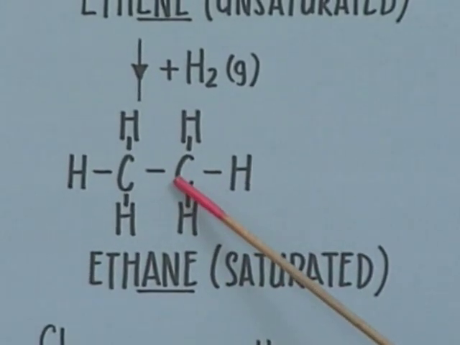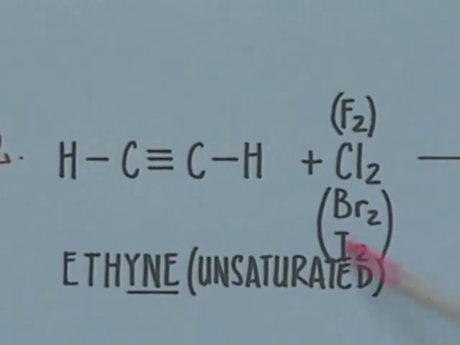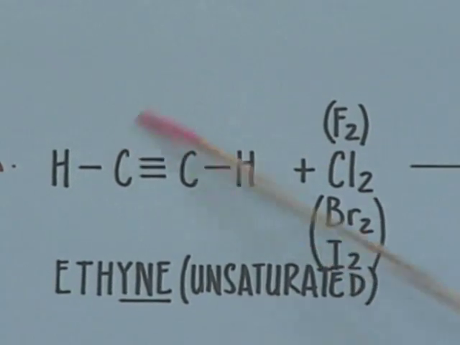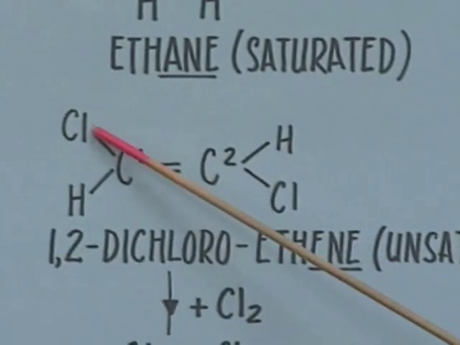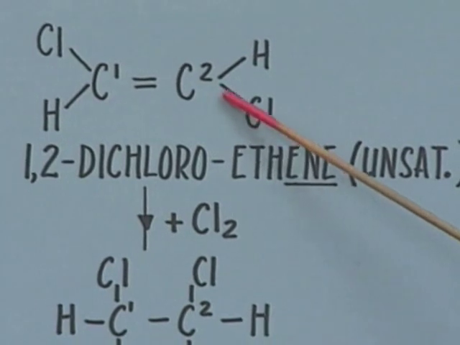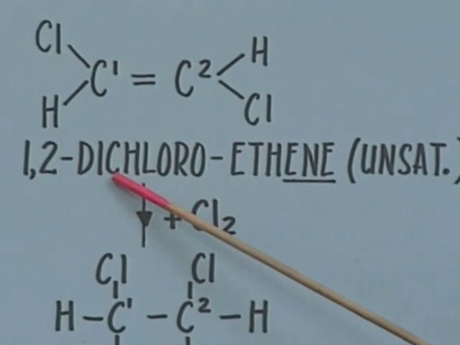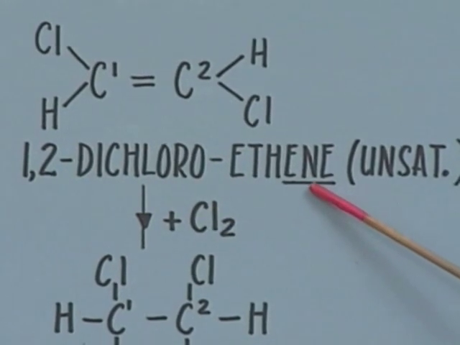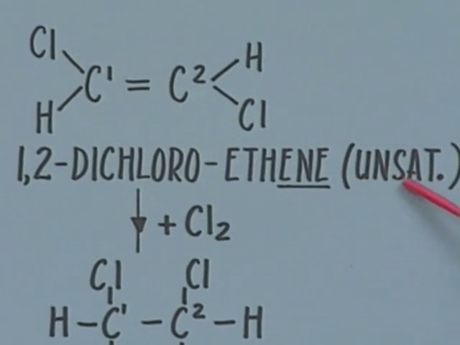If we add a halogen like chlorine to ethyne, which is unsaturated, 1 chlorine atom is added to each of the triply bonded carbon atoms. And now we get 1 carbon taking a chlorine atom and the second carbon atom with another chlorine. So this is called 1,2-dichloroethene, because of the 2 chlorine atoms. Ethene, because you see, we still have a double bond in the compound, and the compound is still unsaturated.